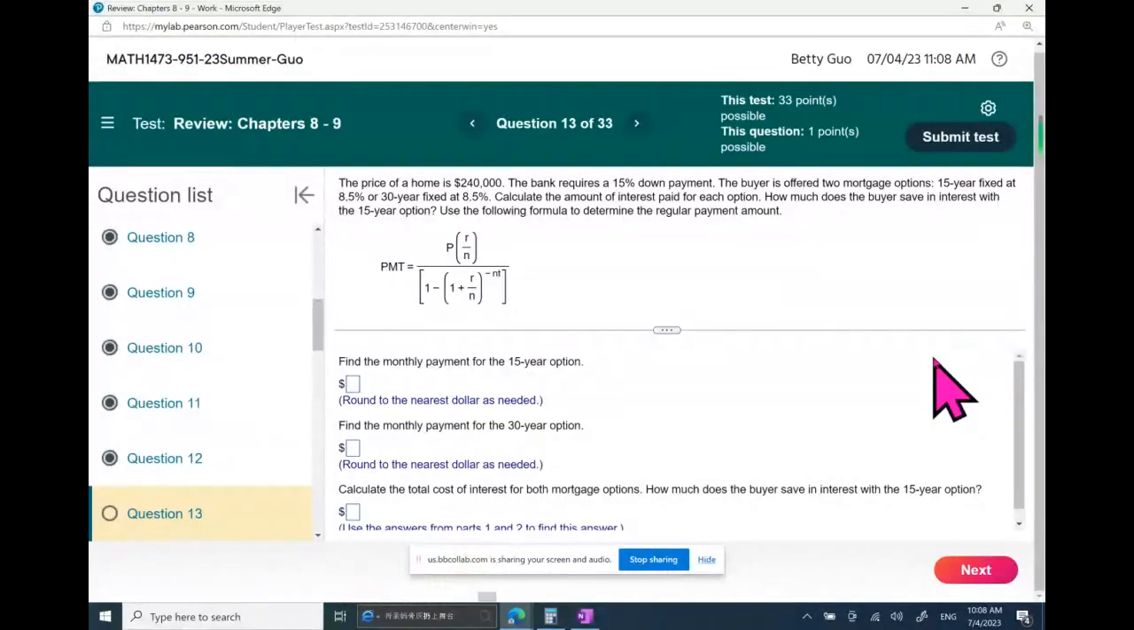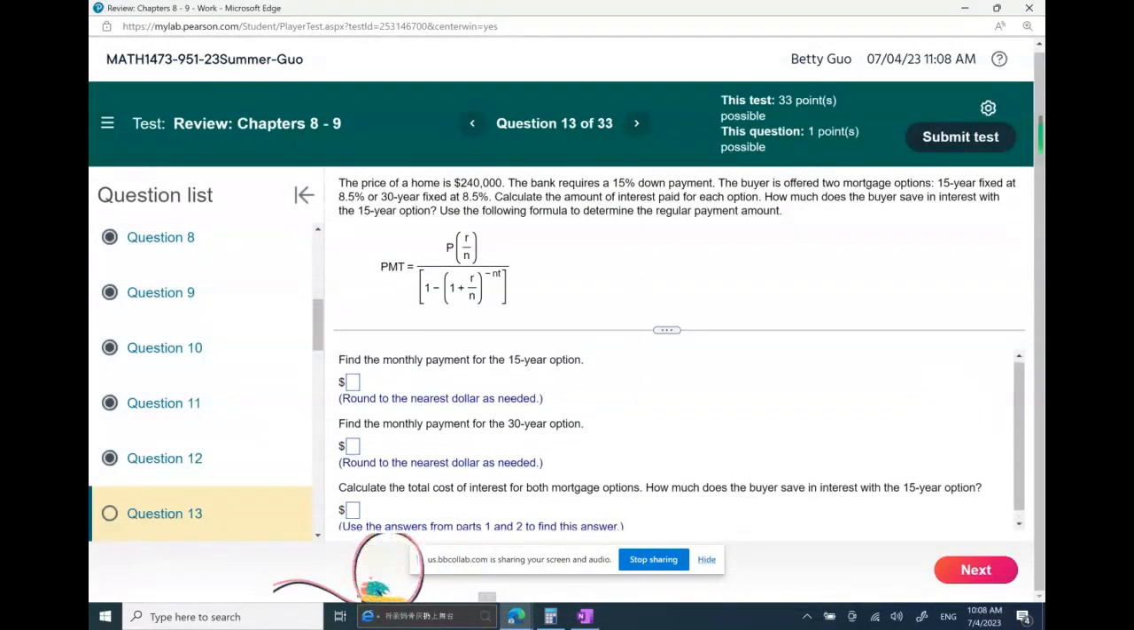Calculate the amount of interest paid for each option. How much does the buyer save in interest with the 15-year option? We don't have to use the formula. Determine the regular payment amount. Okay. Yeah, let's do it.